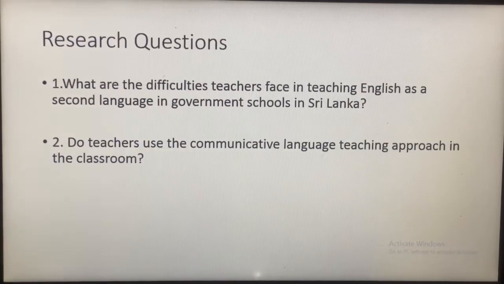Let's look at the research questions. My first research question is, what are the difficulties teachers face in teaching English as a second language in government schools in Sri Lanka? And my second question is, do teachers use the communicative language teaching approach in the classroom?